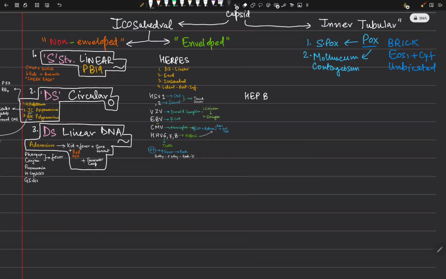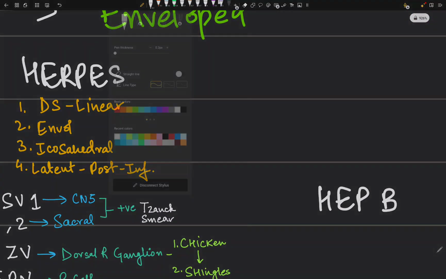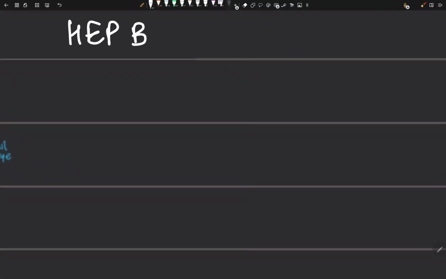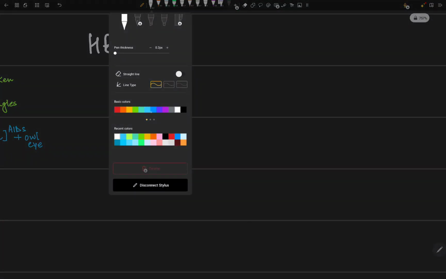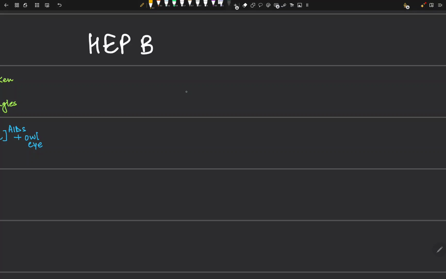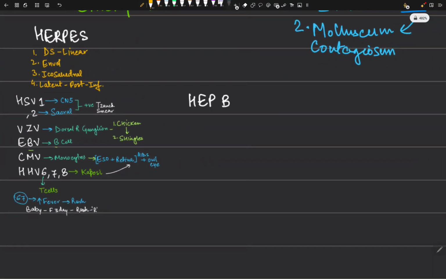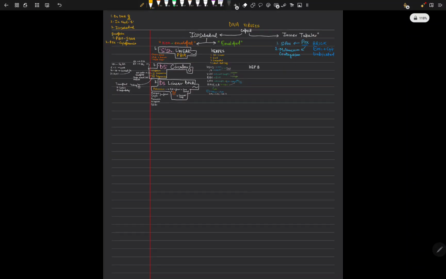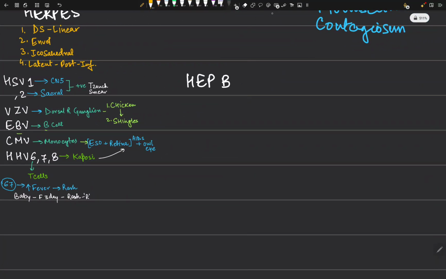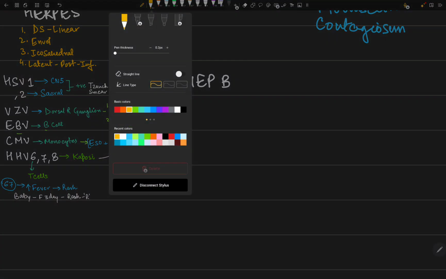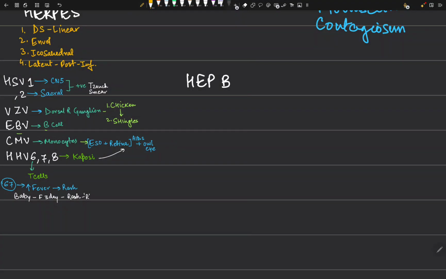Now, let's talk about hepatitis B, right? Okay, let's talk about hepatitis B. What we are gonna talk. First of all, now this is a little bit weird virus, okay? Now, it's weird not because it's weird. It's weird because the qualities are quite different.